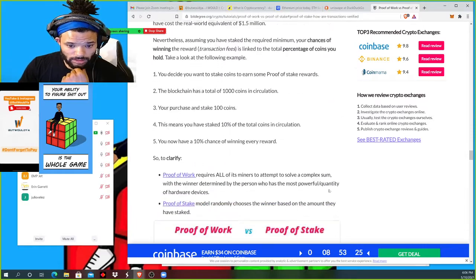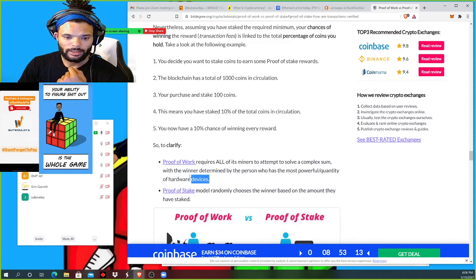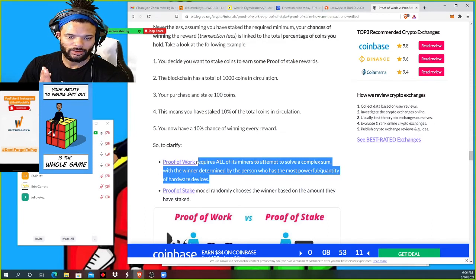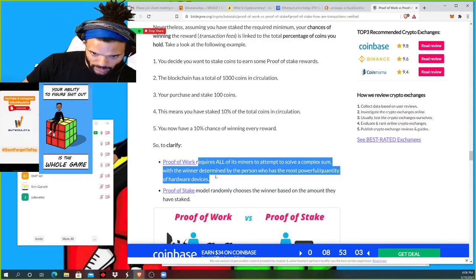So let's see if we can just see the biggest difference. Proof of work requires all of its miners to attempt to solve a complex sum, that's a complex math problem, with the winner determined by the person who has the most powerful quantity of hardware devices. So basically, if you have money, you're going to make more because you're spending a ton of money to run these mining rigs.